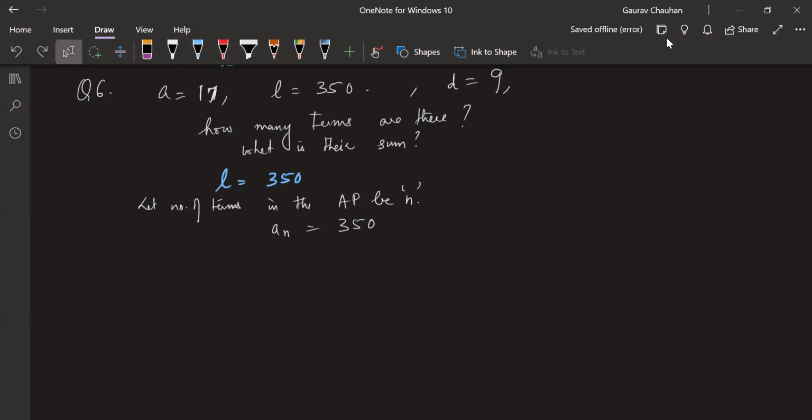Now from this formula, I can find how many terms there are. The formula for the nth term is a plus (n minus 1) into d. You remember this formula? There are only 2-3 formulas in this chapter, guys. That's all you have to remember, and just put that formula wherever you see what is given. Now in this, you know a, you know d, you can find n. Simple, right?